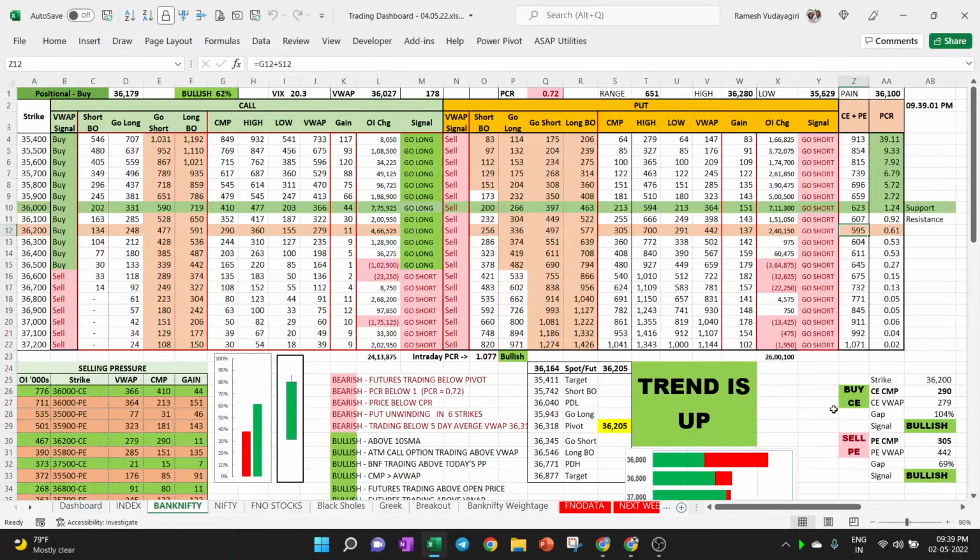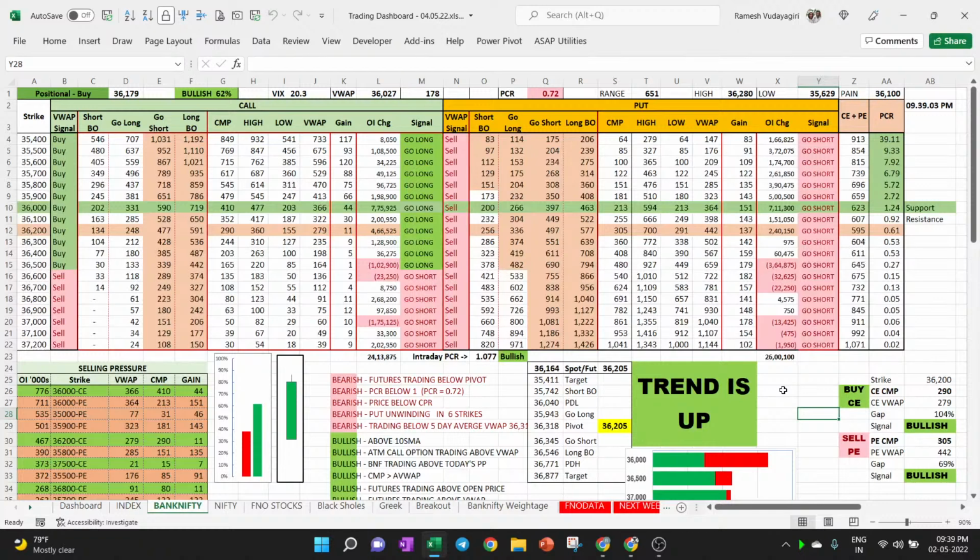Then you can see something I mentioned here: trend is up, trend is down. There are three things you'll get: trend is up, trend is down, and range bound. Whenever the market closes and you see trend is up, there is a 90% chance that the next trading day the market should open in the positive zone.